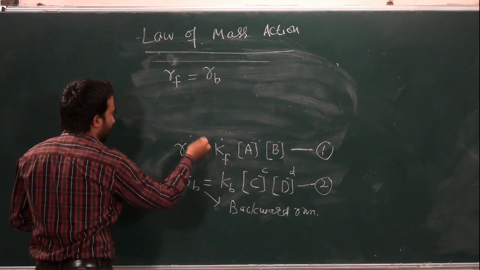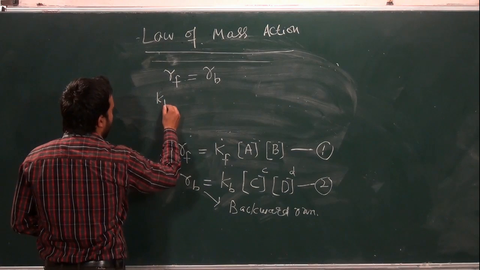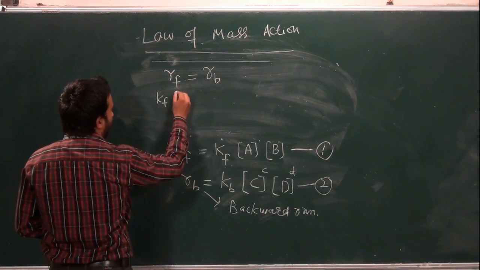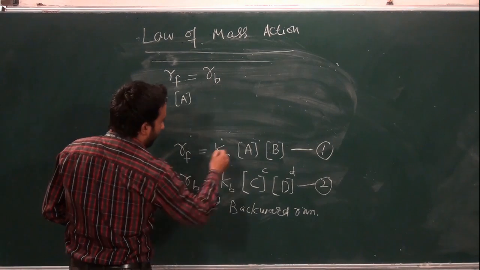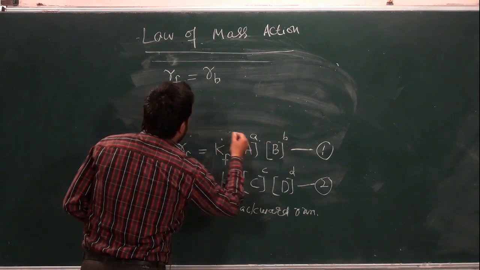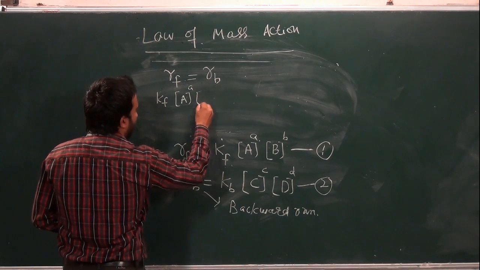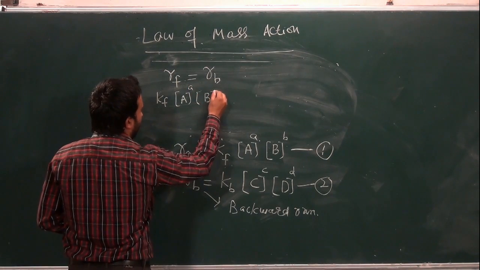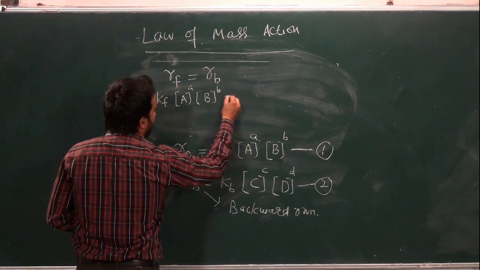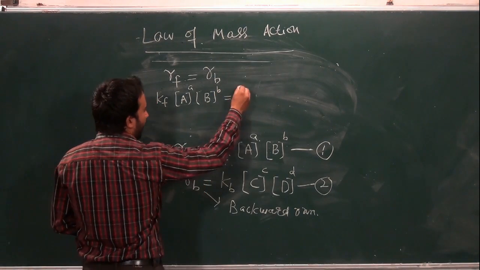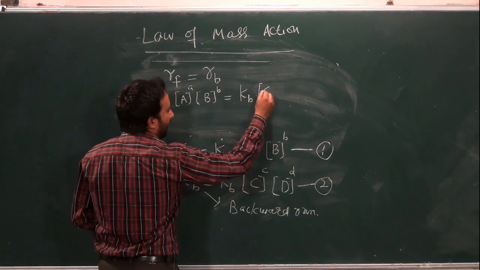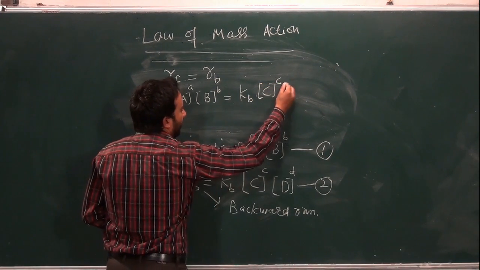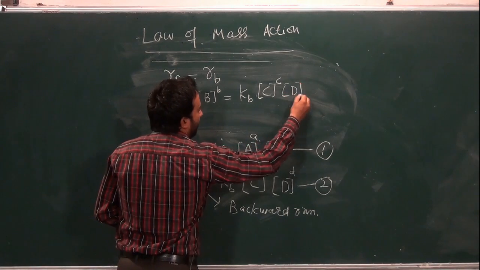So this will be equal to this: K forward into the concentration of A raised to power a, into the concentration of B raised to power b, is equal to K backward into the concentration of C raised to power c, into the concentration of D raised to power small d.